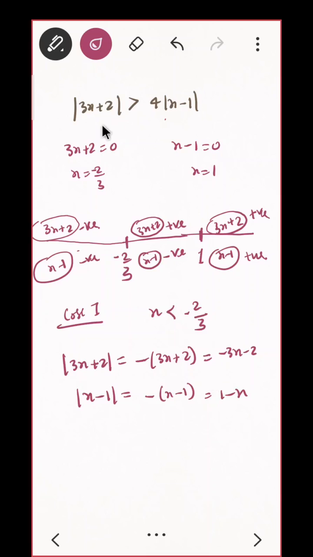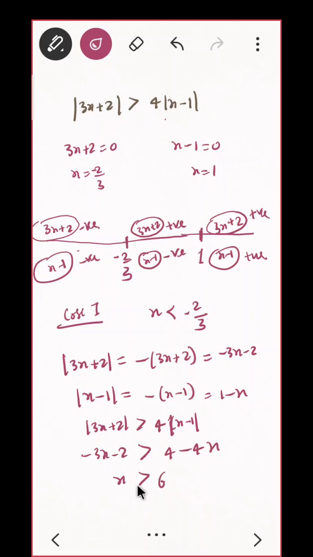Can I substitute it in the equation? Just put the value in the equation. That is, what is the equation? Mod of 3x plus 2 is greater than 4 times mod of x minus 1. Put the values: mod of 3x plus 2 is minus 3x minus 2, and that is greater than 4 minus 4x. Is that okay? If I take minus 4x to this side, that will be x, and this is greater than 4 plus 2, that is 6. Is that clear?